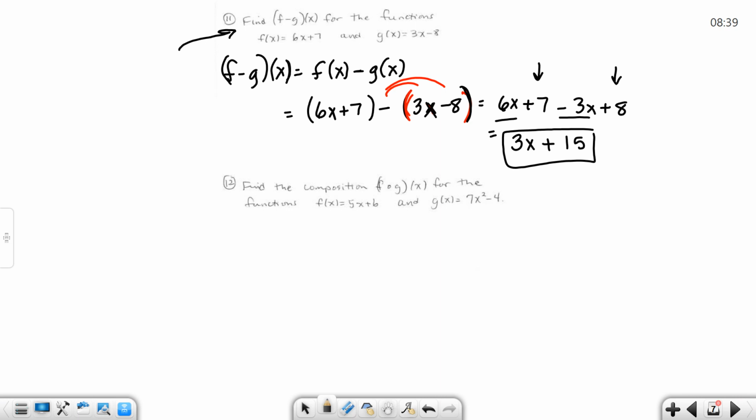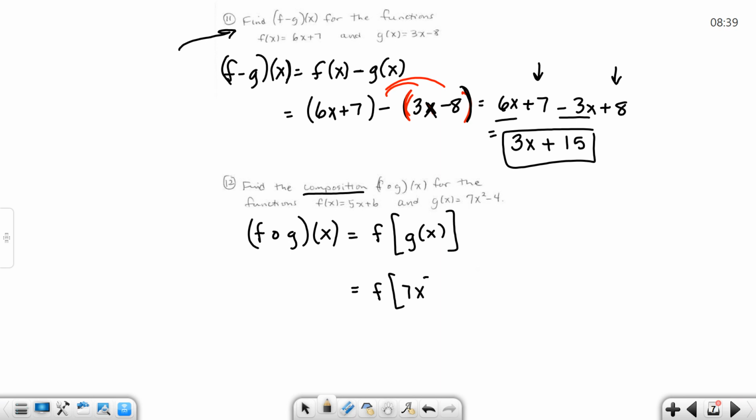Number 12, find the composition. That f circle g, that little circle does not mean multiplication, it means composition. We rewrite this notation as f of g of x, which means we want to find f of 7x squared minus 4.